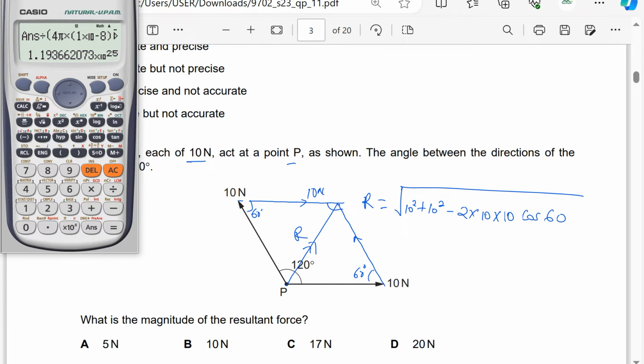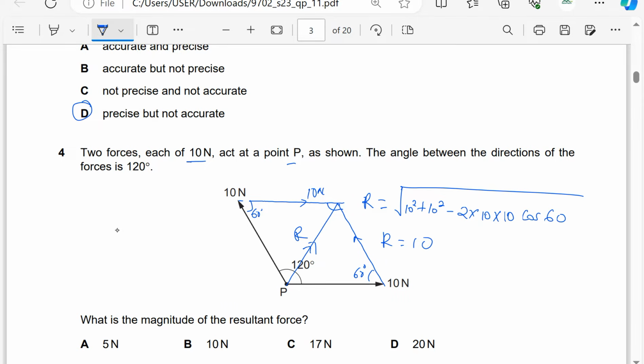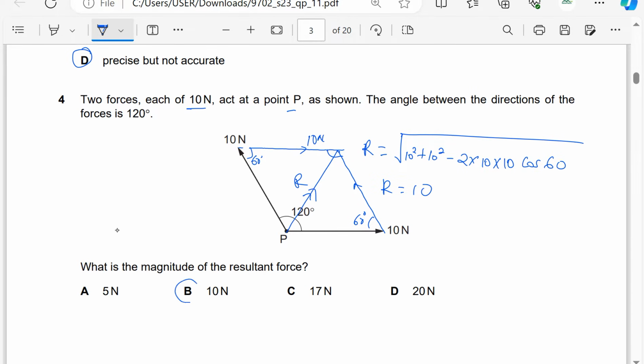So I will press my calculator. 10 squared plus 10 squared minus 2 times 10 times 10 cos of 60. That is the answer. When you find the square root of 100, it is 10. So it means r should be equal to 10. This means the answer is going to be B.